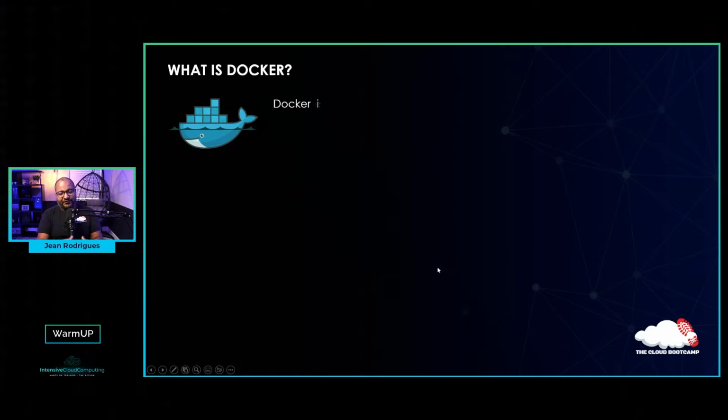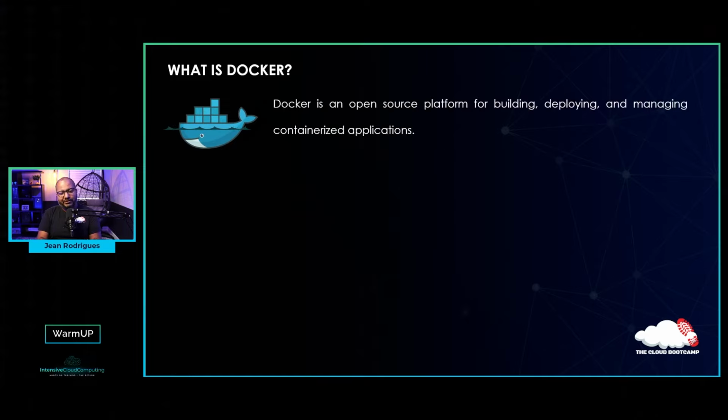But Docker is very popular nowadays because it is an open source platform for building, deploying, and managing containerized applications, okay? And the main reason that Docker became so popular is because more and more the companies are adopting modern application architectures such as a microservices architecture, right?